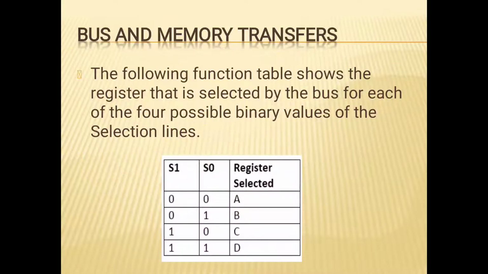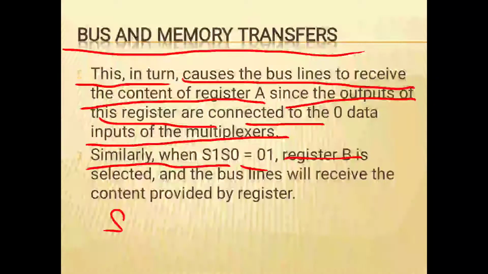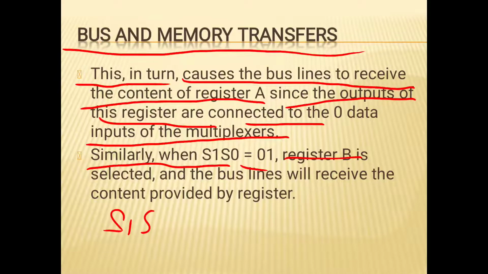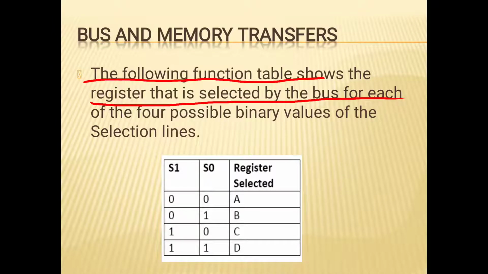Whenever S1 and S0 select the 1, 0 input line, it selects register C. And whenever S1 and S0 select 1, 1 as input, it selects the D register. The following function table shows the register that is selected by the bus for each of the 4 possible binary values of the selection lines.